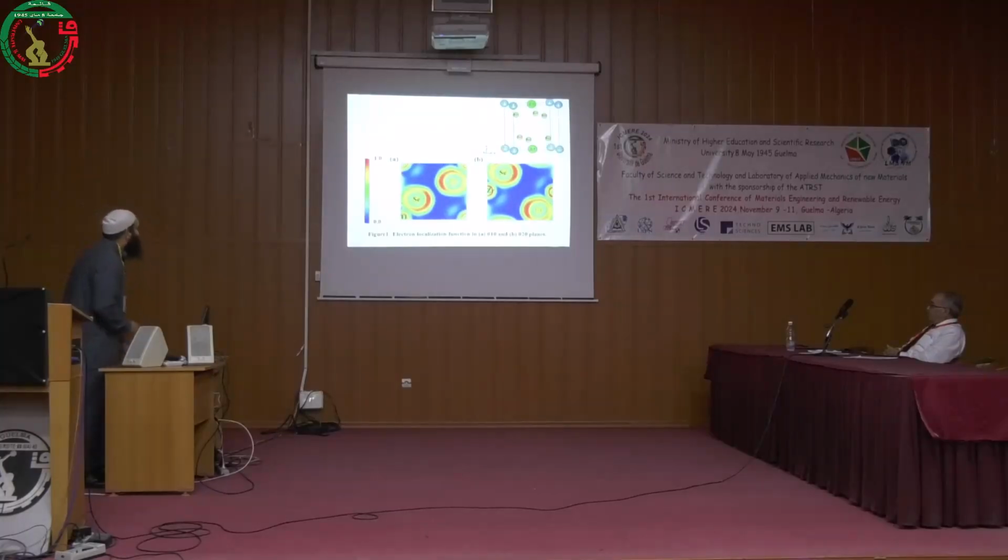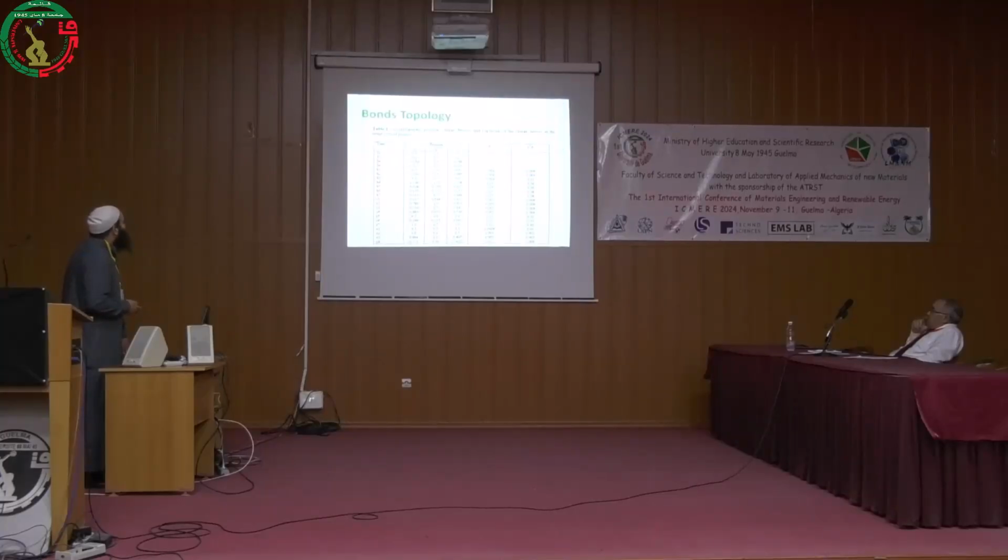Here I depict the electron localization function in two planes. In the plane 010, we can see a bond between selenium and titanium, and the density between the two atoms is not very high and not very low, it's in the middle. The same thing in the plane 020, where we have another bond between zirconium and selenium. Here are the different critical points found. We found seven different bonds in this compound.